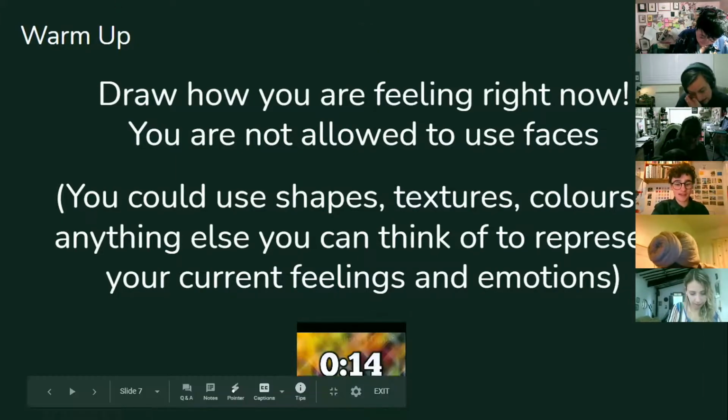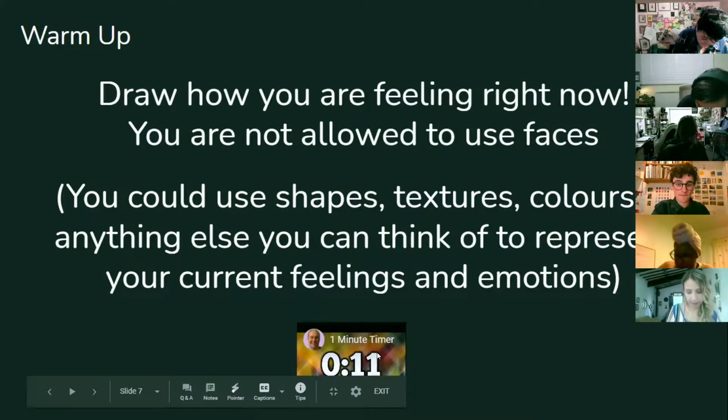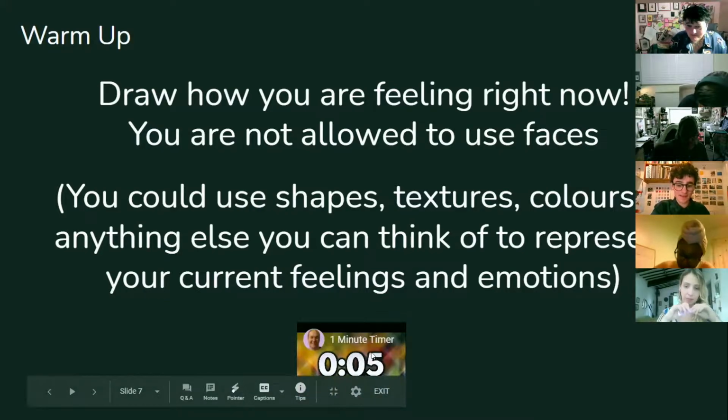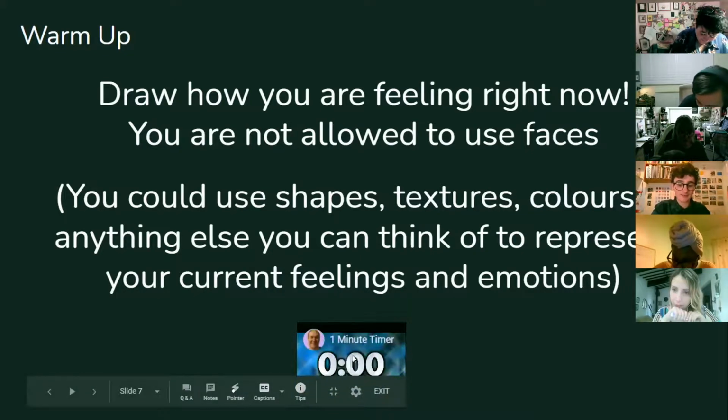Just got 15 seconds left for this one. Okay, 5 seconds. Great. Stop. So if I just stop sharing for a second, could everyone just hold up their response to that? Wonderful. Some really interesting feelings going on. Is there 1 or 2 people who might want to talk us through theirs? If you want to, just unmute yourself and start talking.